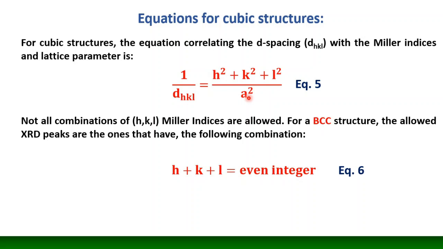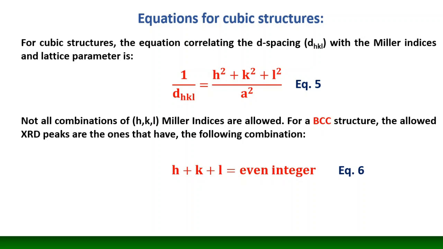Besides that, we should think about something called allowed reflections, okay? So basically, in X-ray diffraction, not all combinations of Miller indices are allowed to generate peaks for certain planes in the X-ray diffractogram. Unless the unit cell is a primitive unit cell, like for FCC and BCC, there are selection rules, okay? There are reflections that are allowed and reflections that are not allowed.